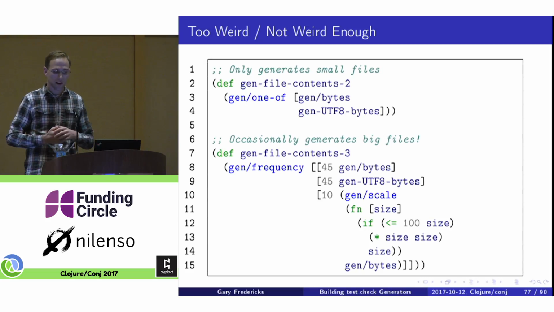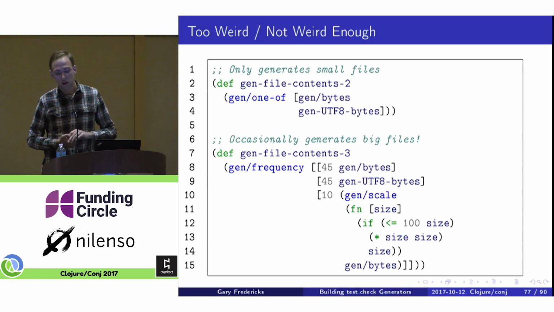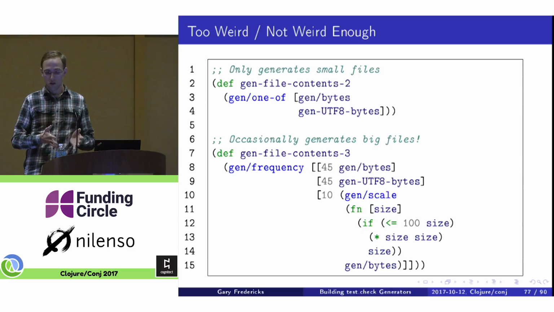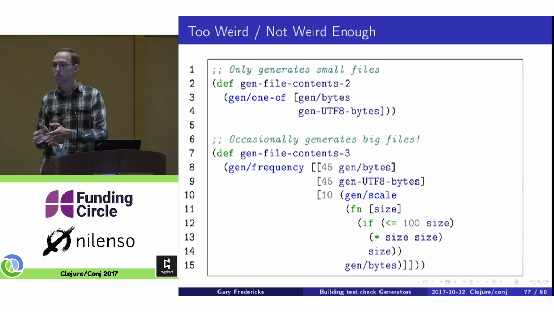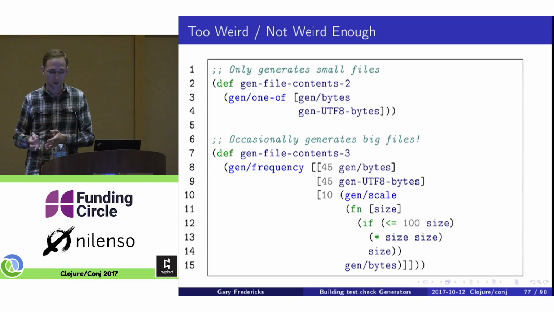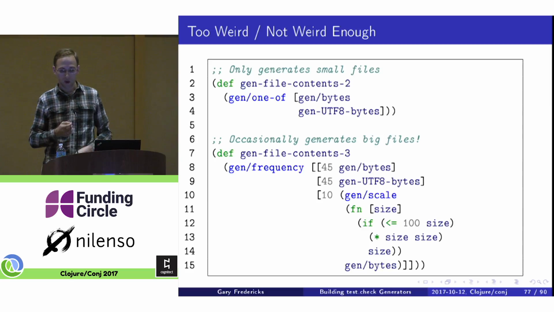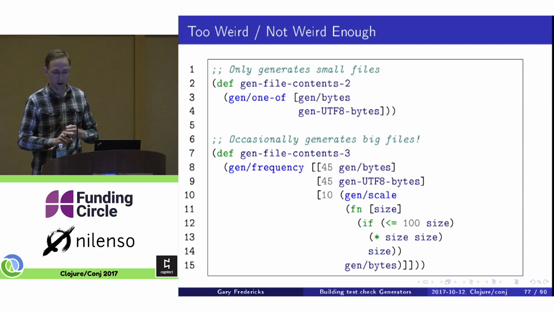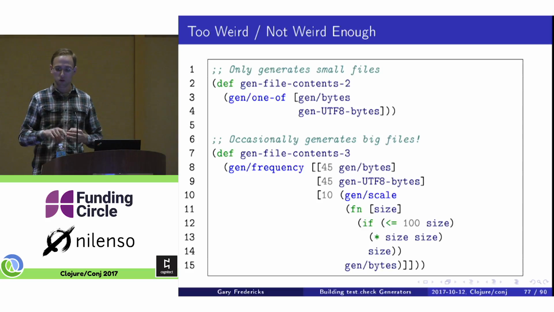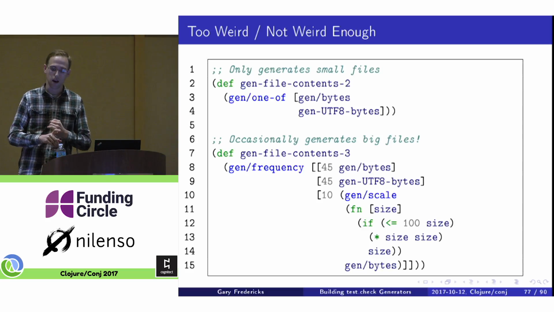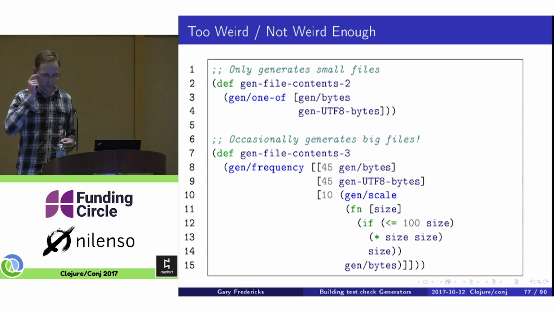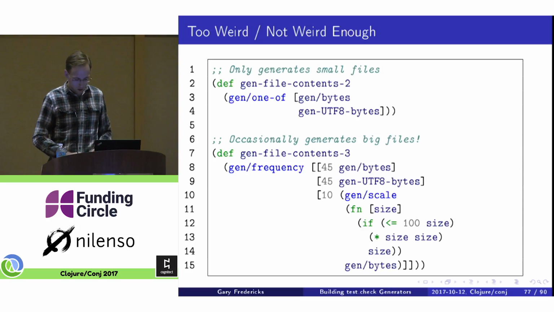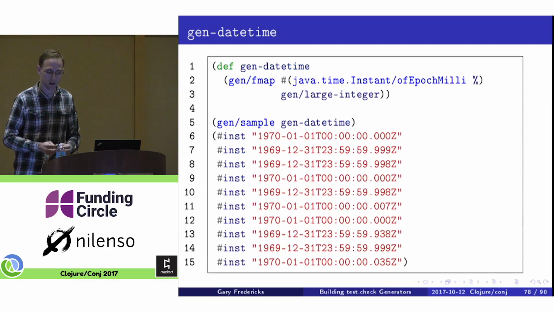So there's another tactic we can use here. The frequency generator will let you do things that you want to cover but not too often. So we can generate bytes or UTF-8 bytes 90% of the time, and then 10% of the time we will generate big files, but only if the size is greater than 100. I'm not going to go over that in detail, but it's definitely something you can do.